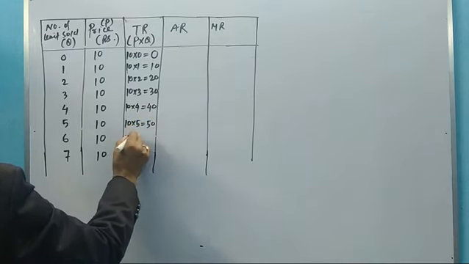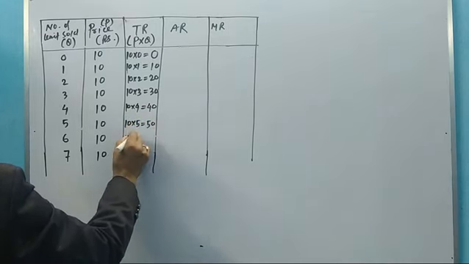Now AR. So we know that in the perfect competitive market, AR is equal to P. P means price. Here you look, the P is equal to 10. So I am writing 10 rupees. Clear?